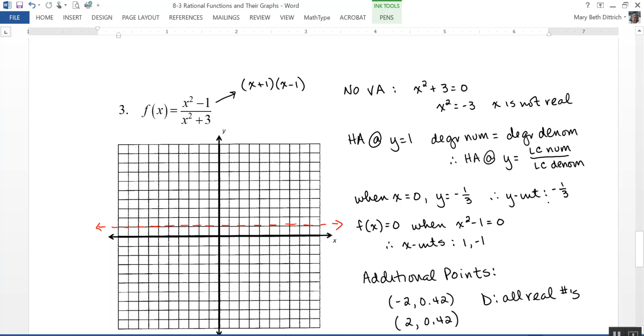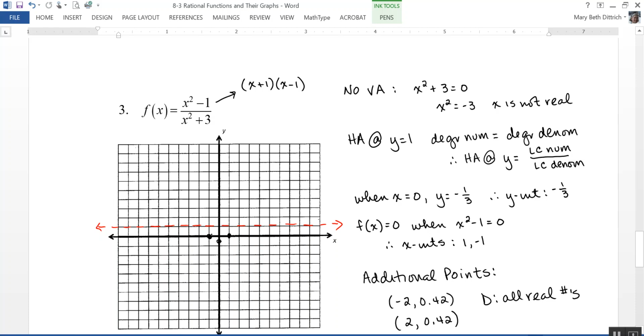And my whole function equals 0, or y equals 0, f of x equals 0, when my numerator equals 0. X squared minus 1 equals 0, so that means my x-intercepts are going to be 1 and -1. So let's go ahead and graph those points. My y-intercept is -1/3, so something right about like there maybe. And then my x-intercepts at +1 and -1.